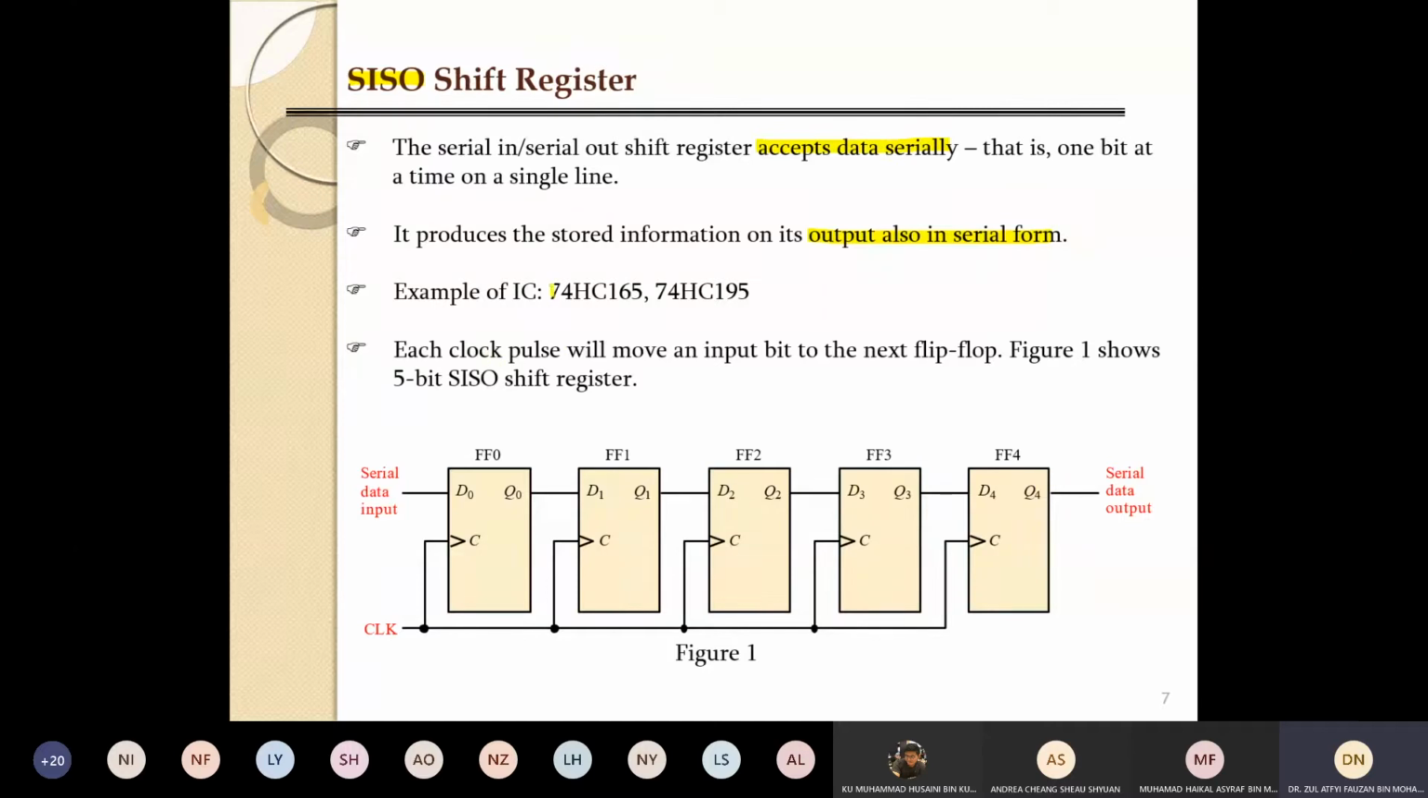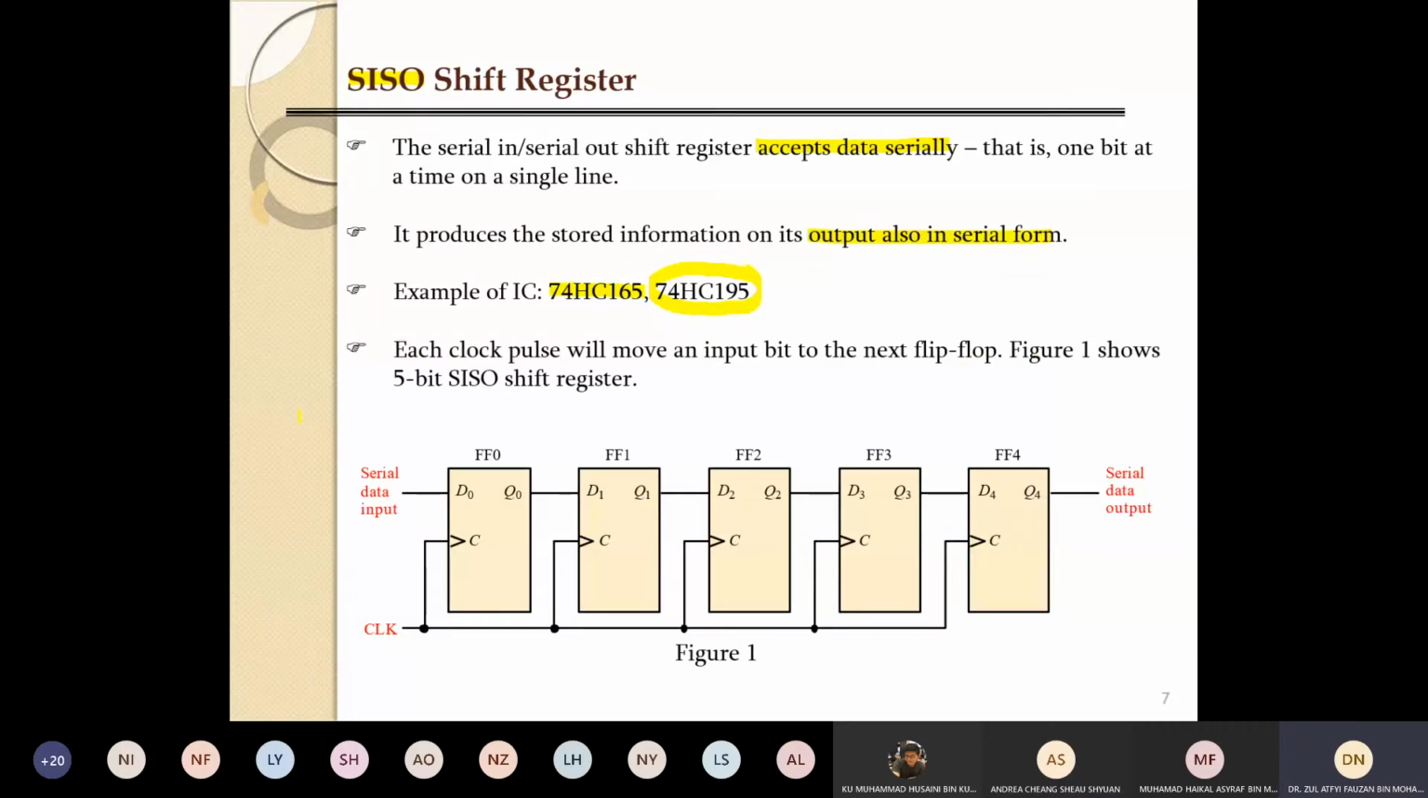If you look for an IC model, 74HC165, this IC can be a SISO shift register. Or we can use 74HC195, that is universal for shift register. 74HC195 can be any type of shift register, so this IC can be SISO and can be another type. Each clock pulse will move an input bit to the next flip-flop.